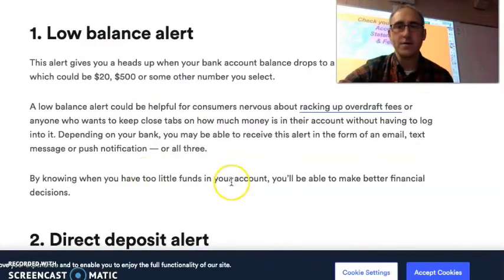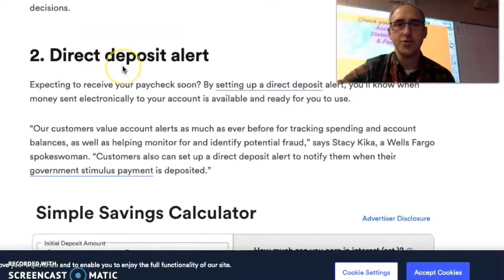It's helpful to know when you have a low amount of funds so that you don't accidentally spend more than your account has. Number 2, direct deposit alert. Here you'll expect to see when money is put into your account, like from your employer.